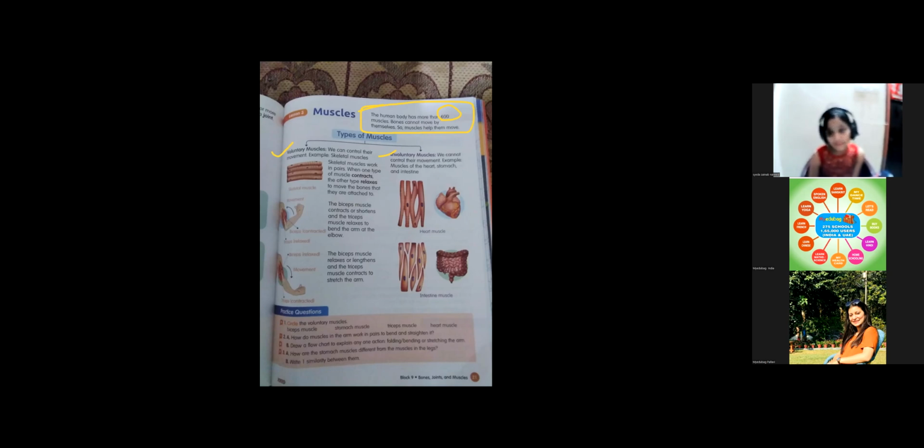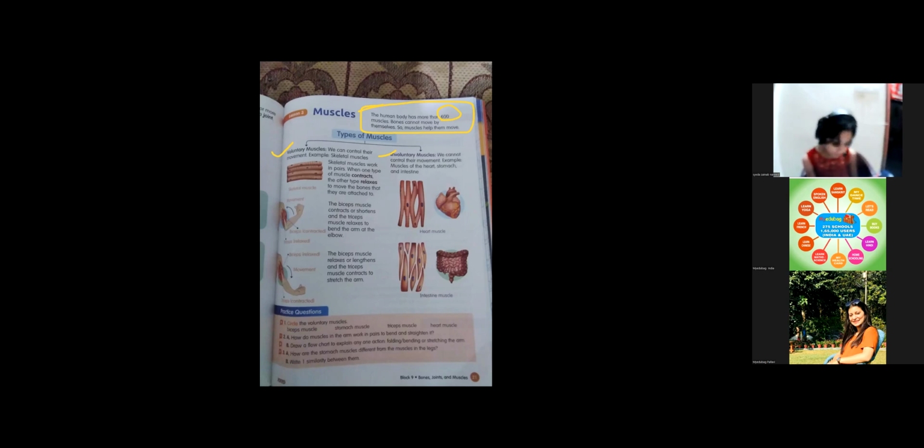Okay, then let us come to types of muscles. Now there are two types of muscles that we have. First are voluntary muscles and the second one is involuntary muscles. What are these, voluntary and involuntary? So first let us study about voluntary muscles.